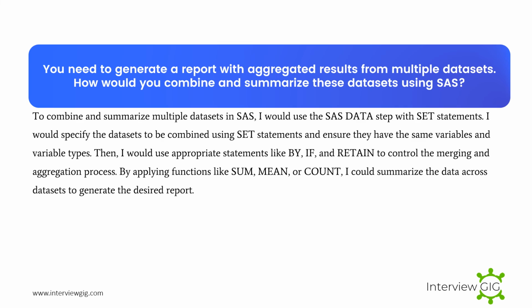You need to generate a report with aggregated results from multiple datasets. How would you combine and summarize these datasets using SAS? To combine and summarize multiple datasets in SAS, I would use the SAS data step with set statements. I would specify the datasets to be combined using set statements and ensure they have the same variables and variable types. Then, I would use appropriate statements like by, if, and retain to control the merging and aggregation process. By applying functions like sum, mean, or count, I could summarize the data across datasets to generate the desired report.